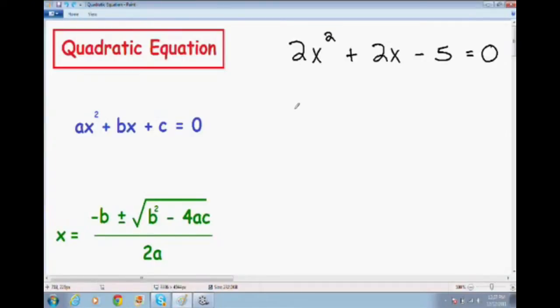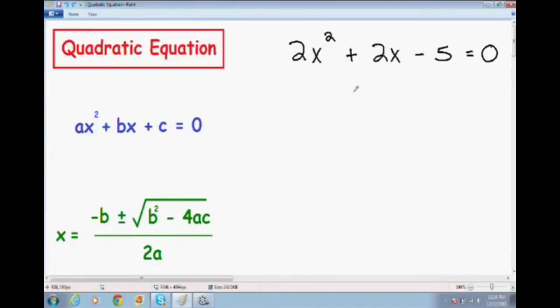In order to use the quadratic formula, the equation has to be in standard form. What I mean by that is that it has to be equal to 0. All the x terms and numbers have to be on the left, and everything has to be equal to 0. The formula has 3 letters: A, B, and C. The A is always the number in front of the x squared term. The B is always the number in front of the x term, or the middle number.